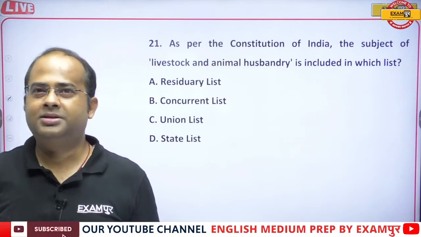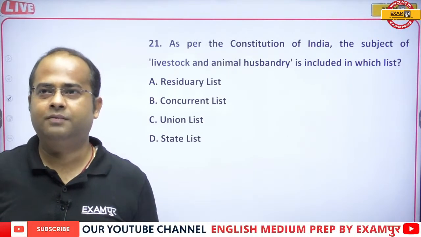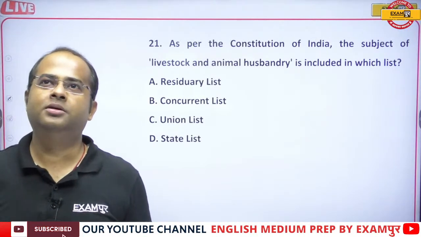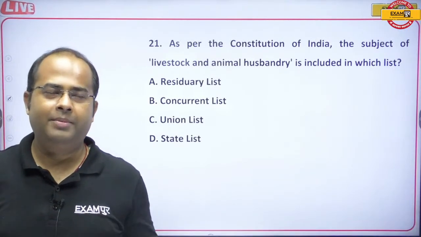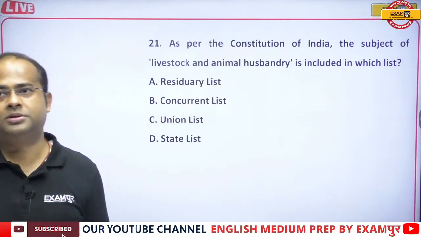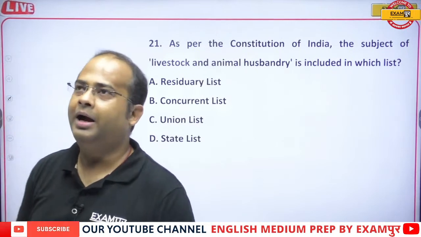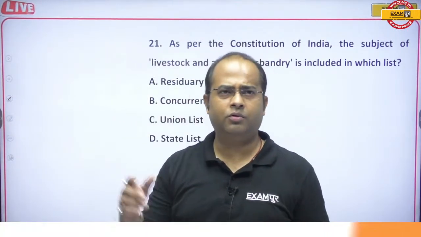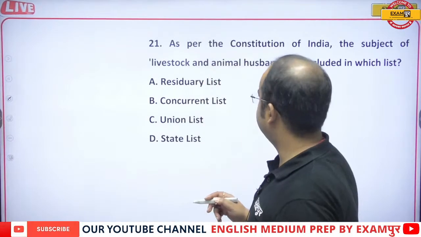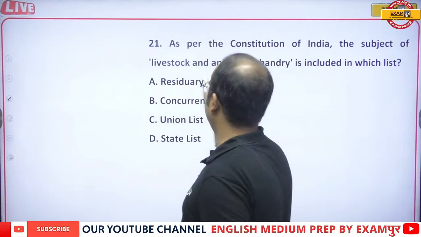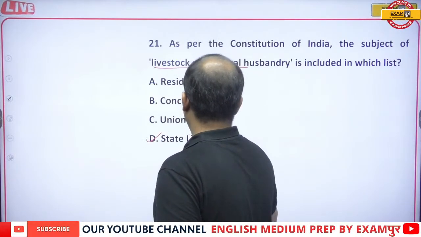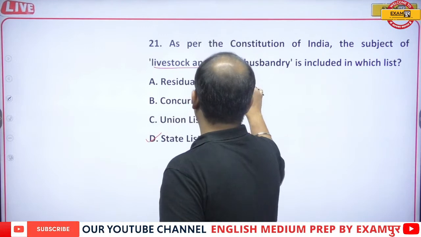Dr. Sachidanand Sinha was a member of the Constituent Assembly. The CPI person was the one who recommended the formation of the Constituent Assembly, and he was very famous as one of the founder members of the CPI. The name is skipping from my mind. So livestock and animal husbandry is in the state list. Residuary list is an imaginary list.